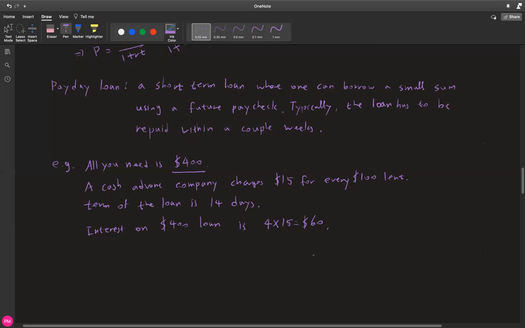So now let's think about this. You're borrowing $400, and in 2 weeks you owe them $60 on top of the money that you borrowed. Doesn't sound too crazy. $60 compared to $400, it's fine normally. But let's actually calculate the APR, because here we're not given the terms in years. We're also not given the rate in APR either.